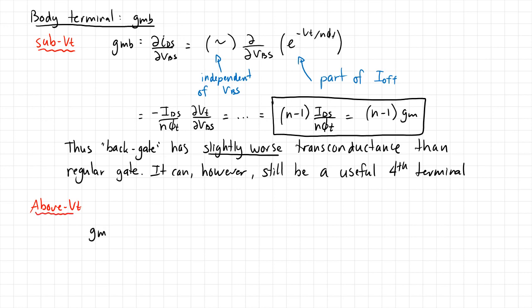GMB is going to be equal to that same derivative we showed above, and skipping a few steps, the punchline is, well, it's the same thing. So it's N minus 1 times GM. However, note that in this case, this is not the subthreshold GM, but rather the above threshold GM. And likewise, in the subthreshold expression, that is the subthreshold GM. We have to compare apples to apples. Okay, moving on. Let's go on to the drain terminal.